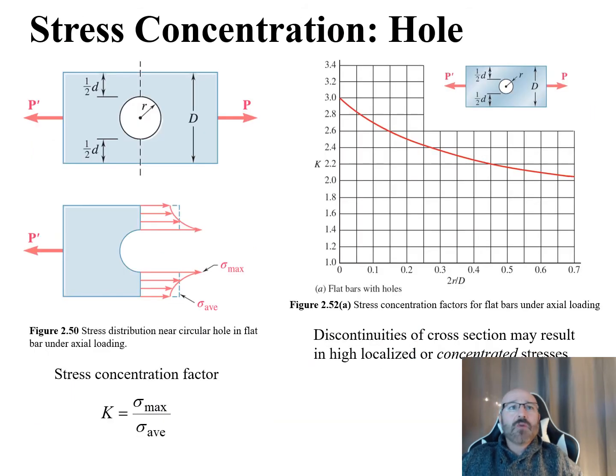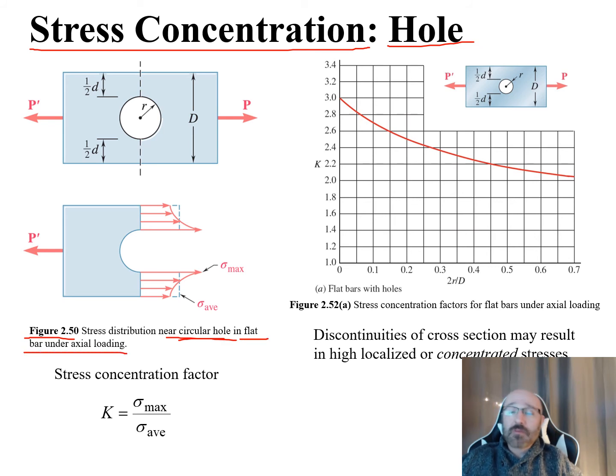So I'm going to continue on and talk about stress concentrations. Particularly right now, we're going to take a look at the stress concentration for a hole. We'll take the simple case here. In figure 2.50, we have the stress distribution near a circular hole. We can keep it a nice simple circular hole in a flat bar under plane axial loading. You see your P and P prime putting it under axial loading. You can see the dimension here for the width of this is given by D.